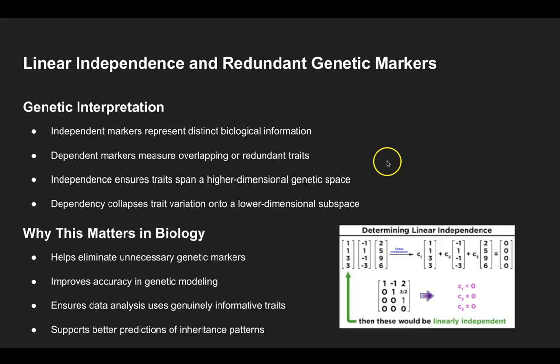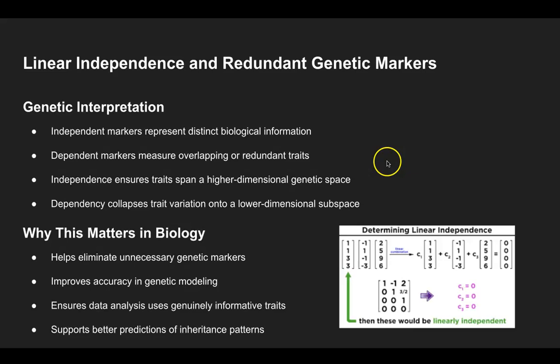Genetic interpretation. Independent markers represent distinct biological information. Dependent markers measure overlapping or redundant traits. Independence ensures traits span a higher dimensional genetic space. Dependency collapses trait variation onto a lower dimensional subspace.